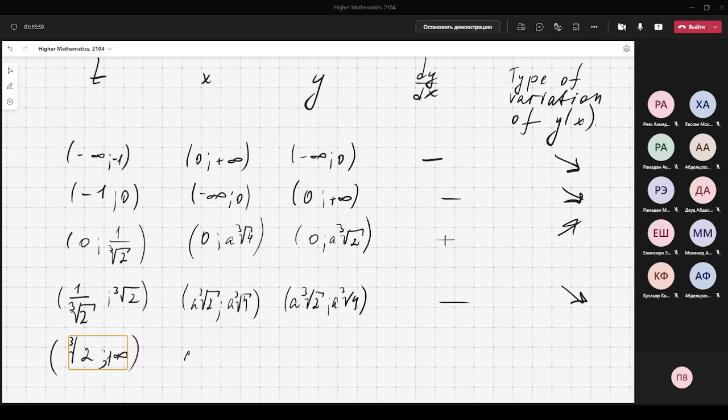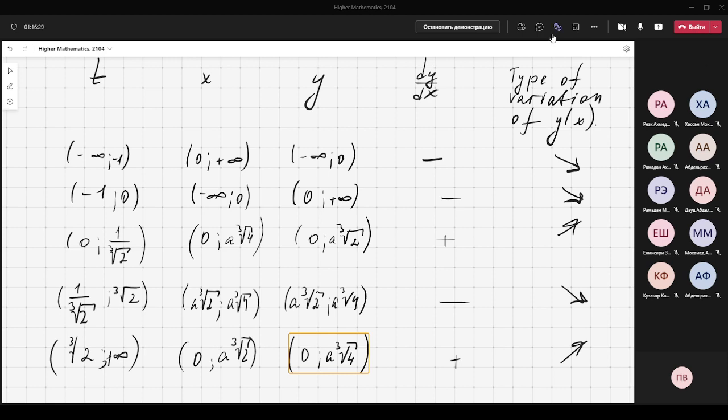Here x from 0 to a times cube root of 2, and here y from 0 to a times cube root of 4. Okay, increases.